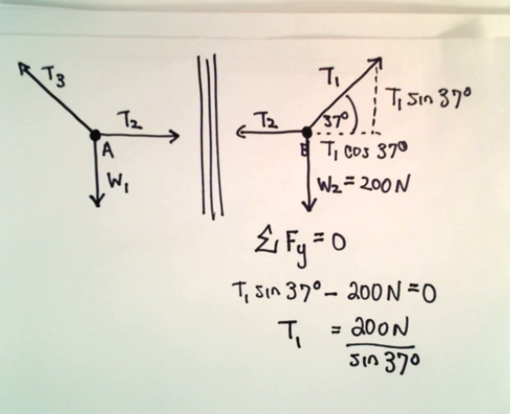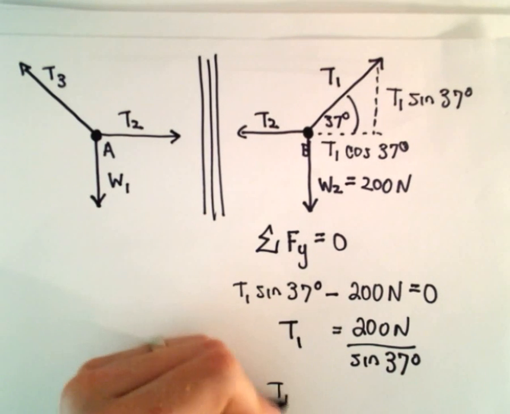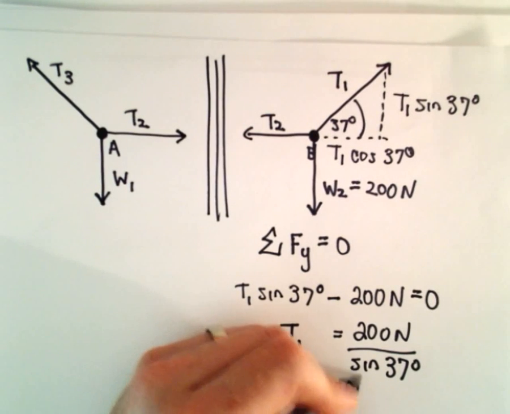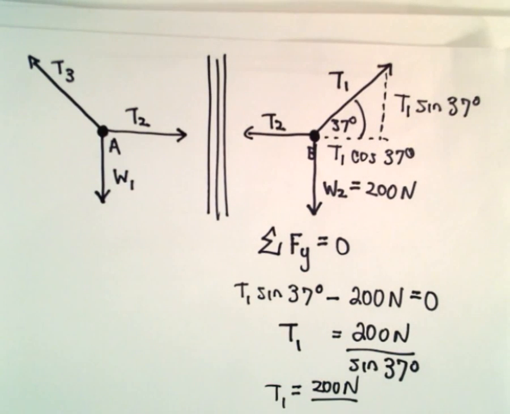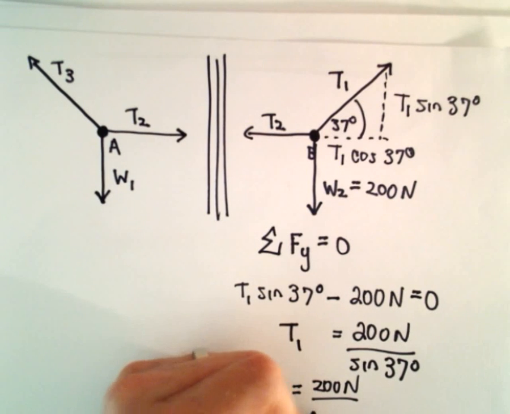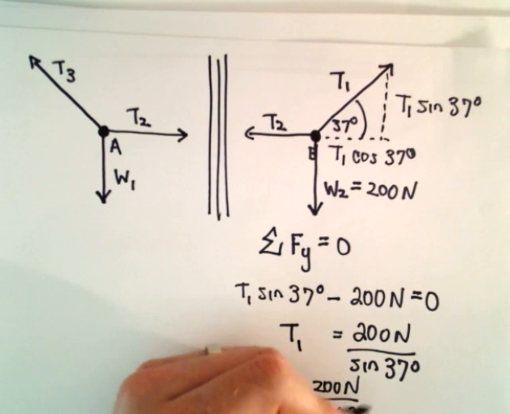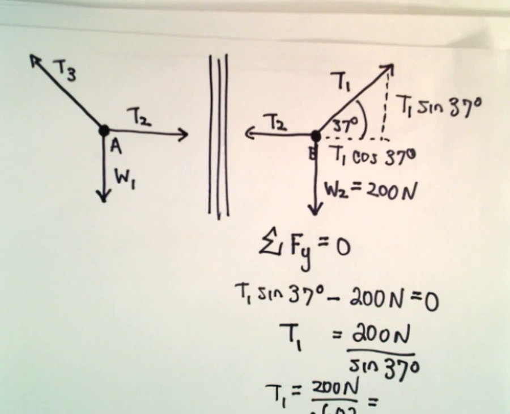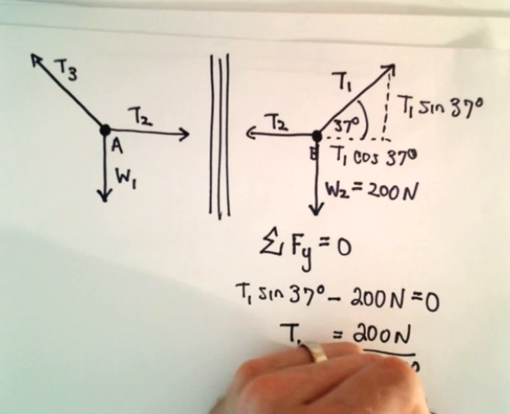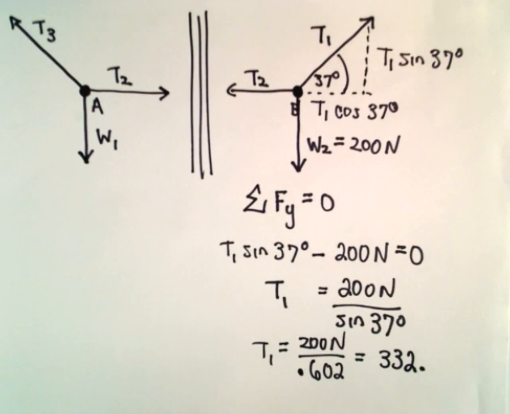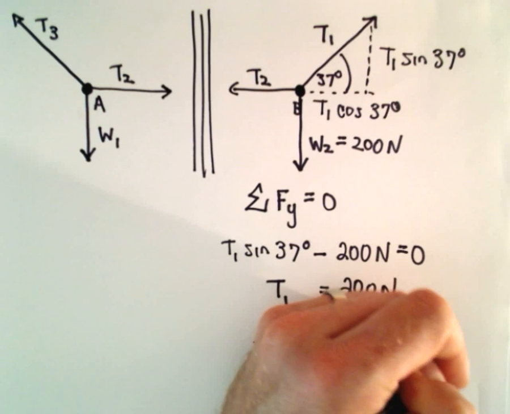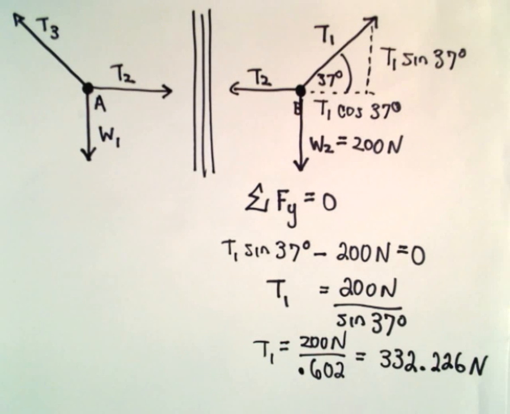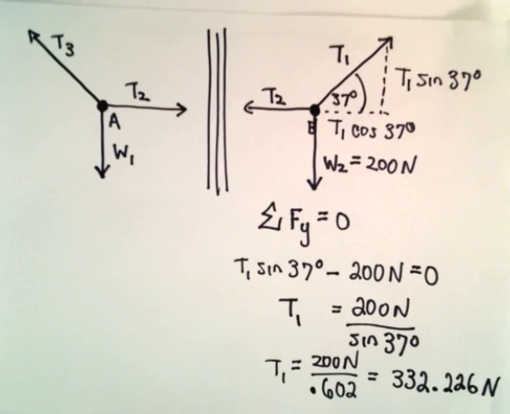So I've got my handy-dandy calculator here, so I'm going to round stuff off. T1 is going to be 200 newtons divided by sine of 37 degrees. If I round that to 3 decimal places, I'm getting 0.602. So 200 divided by 0.602 is 332.226 newtons, again after rounding. Okay, so now we know the tension T1.